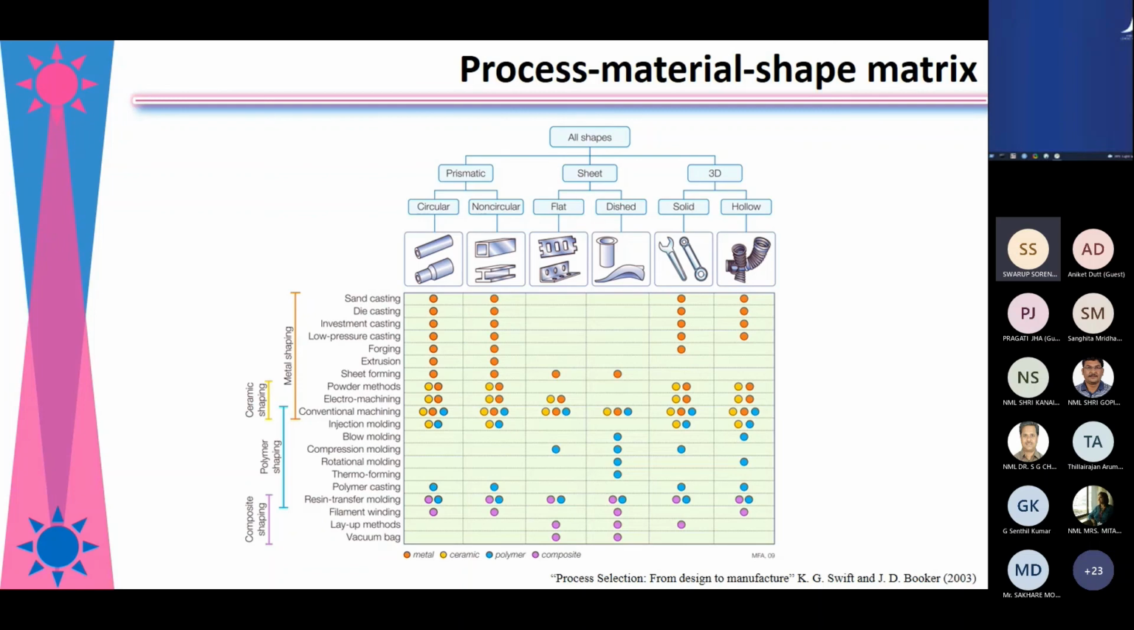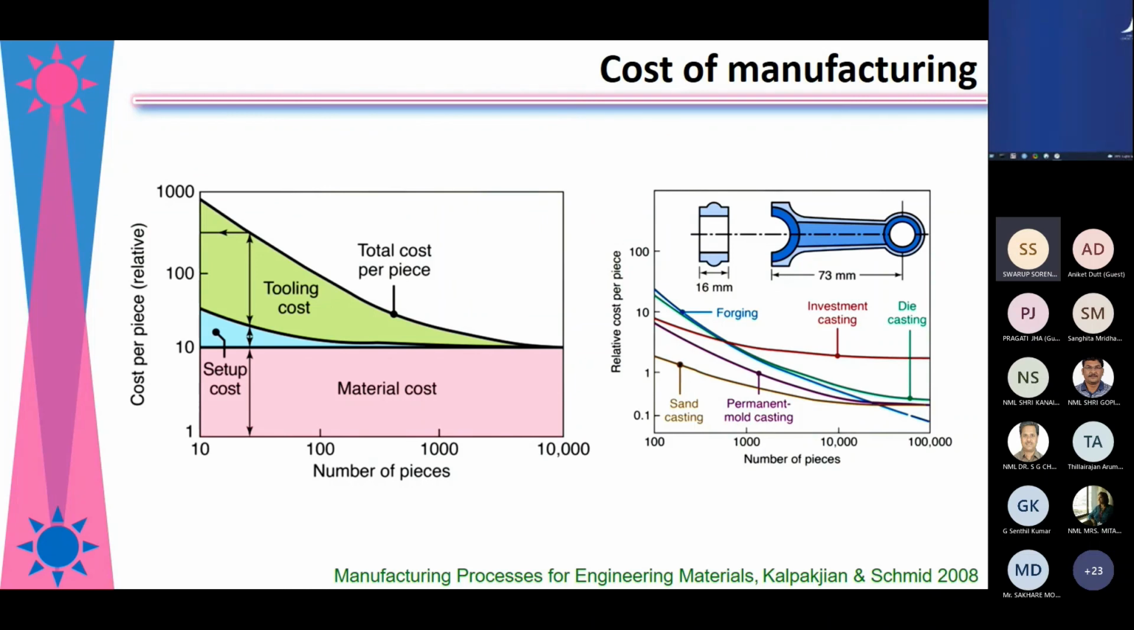And in this case, it is very important to understand the total cost associated with manufacturing a product. Mainly if you produce a very small number of pieces, then the tooling cost is very high. But as we increase the number of pieces produced, the tooling cost is compensated with the profit received from producing a large number of pieces.